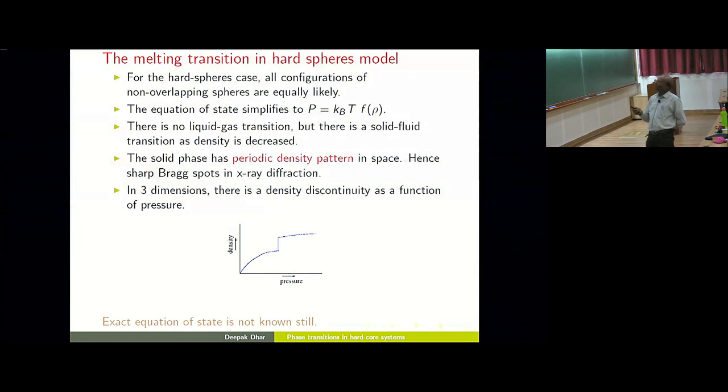So in this hard sphere model, there is no liquid-gas transition, but there is a solid-fluid transition as density is increased. In the solid phase, there is a periodic density pattern and there are sharp Bragg spots. And in 3 dimensions, there is a density discontinuity as a function of pressure. And the exact equation of state in this hard sphere model is not yet known.